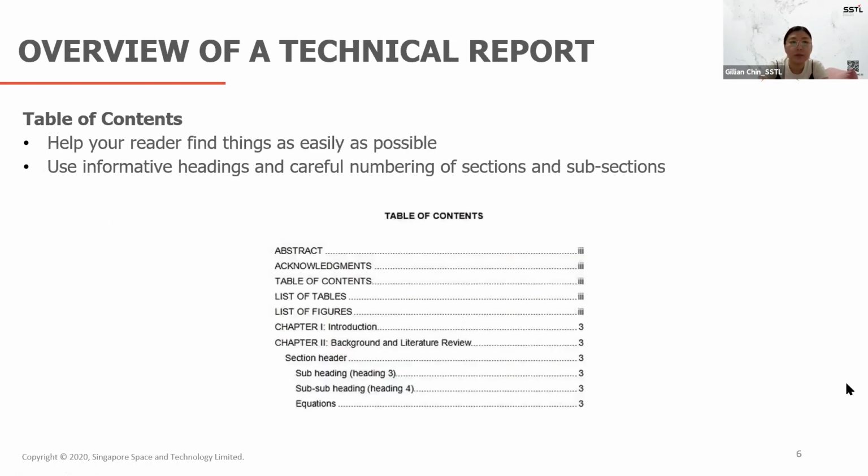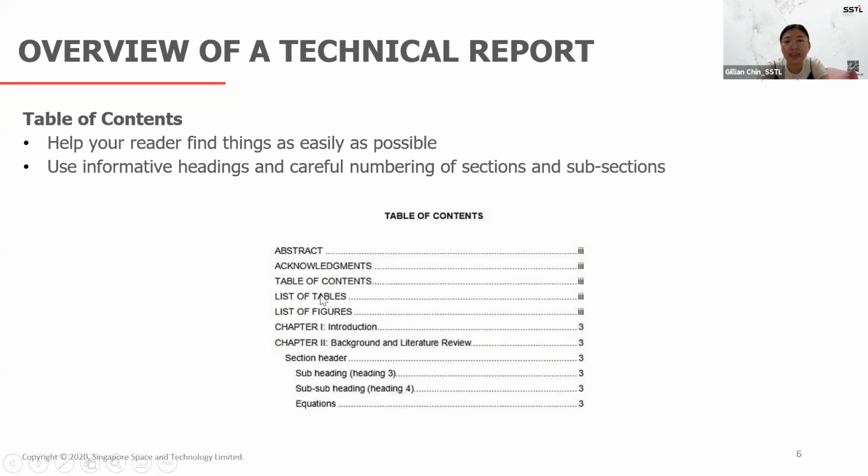Next, the table of contents. A lot of people overlook the table of contents. It's meant to help your reader find things as easily as possible. So you do use informative headings and careful numbering of sections and subsections. I'm listing here an example of a good table of contents. Why do I personally find this table of contents very good?